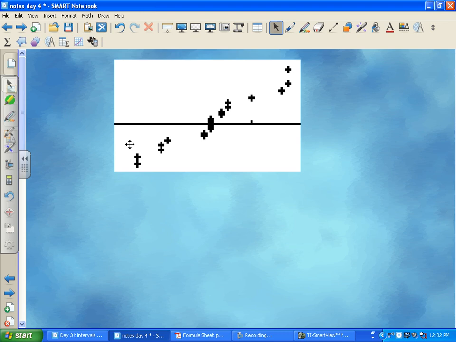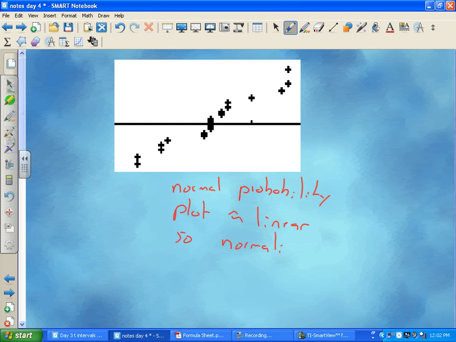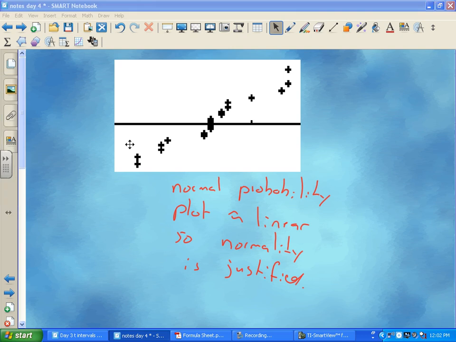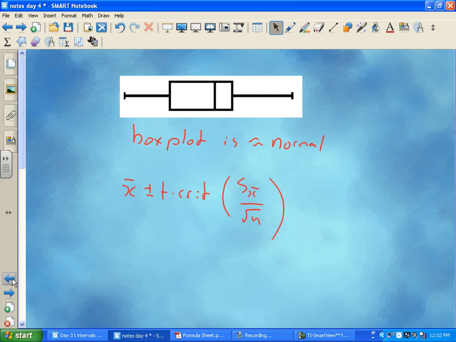You can just sketch it, and you can say the scale doesn't matter on that, and you can just say the normal probability plot is approximately linear, so normality is justified. So you shouldn't say anything if you don't. Yeah, but if you don't sketch it, you're going to get docked. You need to justify normality. This is one way to justify it. That is another way to justify it.